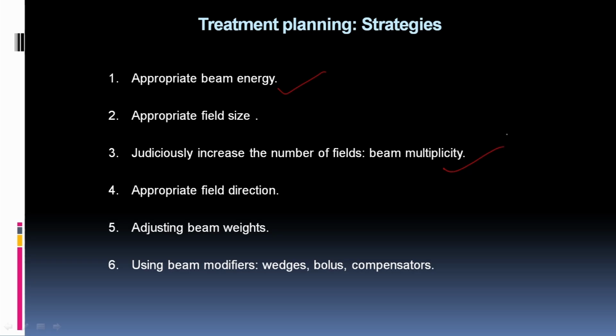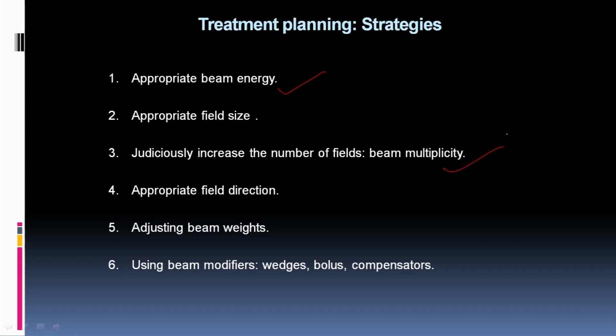You know that if we increase the field number, we will see how this beam multiplicity is acting to achieve better treatment plans, and the number of fields should be judiciously increased. As we increase the field number, we will get a better dose distribution, but the complexity will be more, and the treatment reproducibility, these are the factors we need to keep in mind during treatment planning.